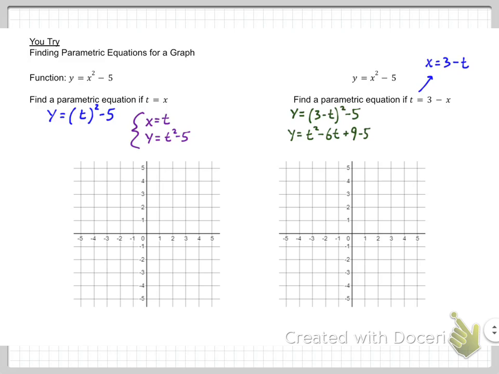So when you start to simplify it, we're far enough now, we can write the set of parametric equations, and we get x equals 3 minus t. That's the x part of the function, and then the y part is t squared minus 6t plus 4. Once again, this original function and these two parametrics should give you the same graph. So go ahead and graph them, and see if you can figure out what the 3 does on that second parametric equation.